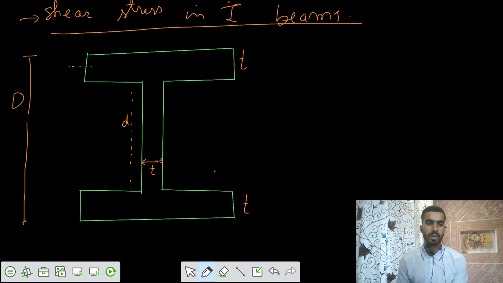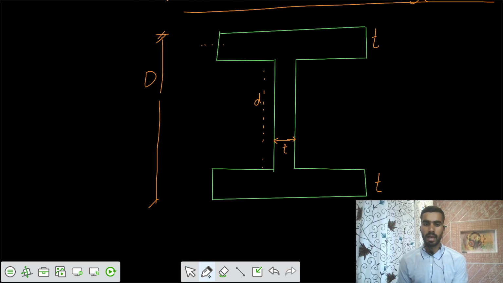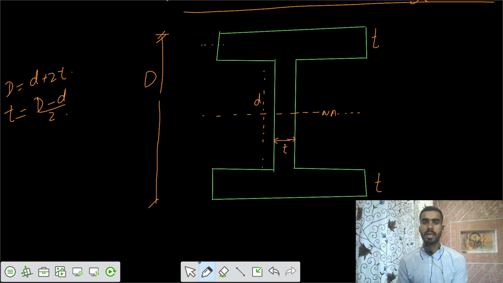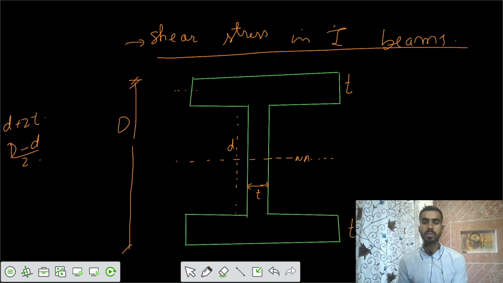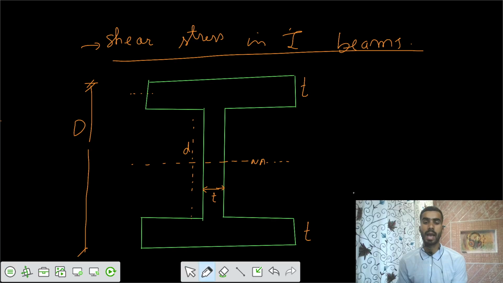So the total depth of the section is D, and we can say D equals d plus 2t. If you want the value of t, it would be equal to (D minus d) by 2. Let's say this is the neutral axis. So t equals D by 2 minus d by 2. Then let's call the width b.